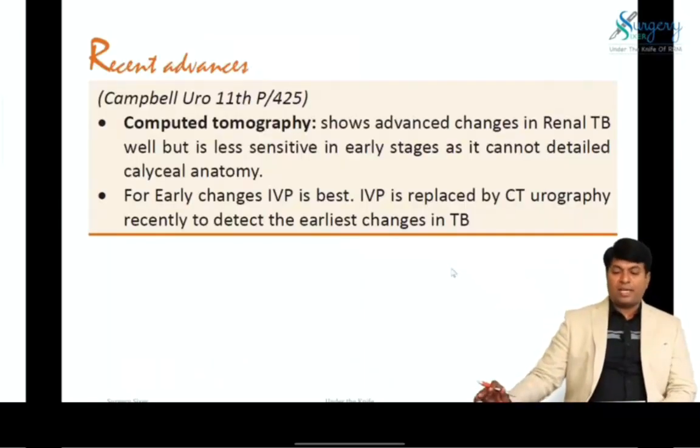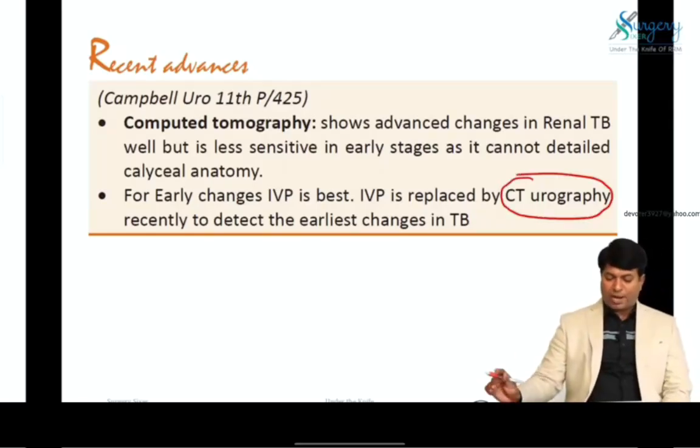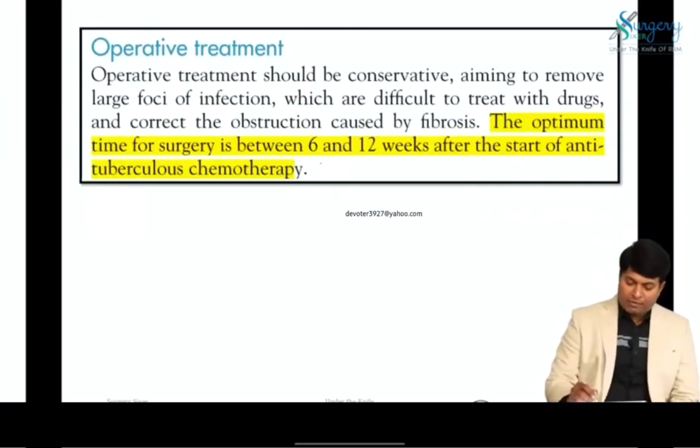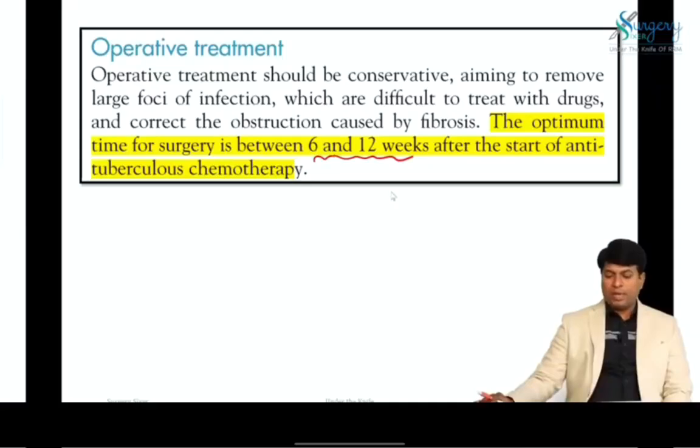All these are findings of chronic TB. And investigation of choice now is CT urography or CT pyelography. The optimum time of treatment is 6 to 12 weeks from Bayesian law. Okay, after starting ATT, 6 to 12 weeks.